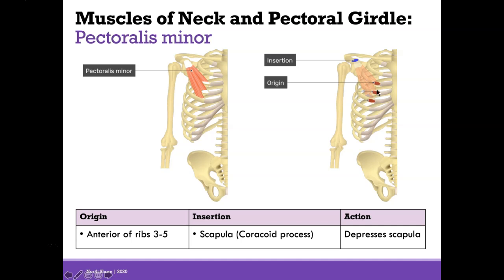Right, so that's the proximal attachment. The distal attachment is the coracoid process of the scapula. Remember, the coracoid process is that little finger-like projection in the front. So the pectoralis minor attaches to the scapula and the anterior ribs 3 through 5, and they depress the scapula after the levator scapulae elevates it.